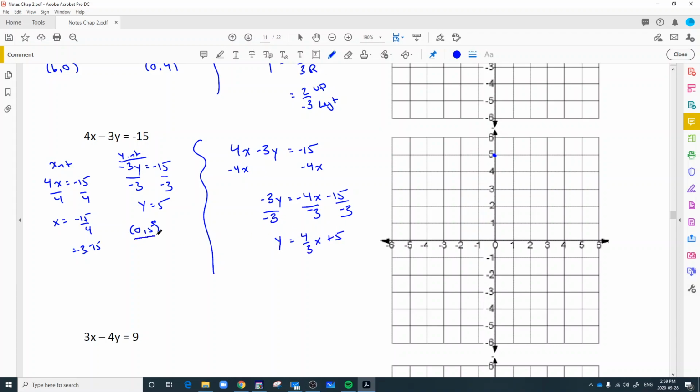I can double check my y-intercept is the same. So my y-intercept is still (0, 5). I didn't mess anything up. And my slope is positive 4/3. So from this point (0, 5), I'm going to go up 4.